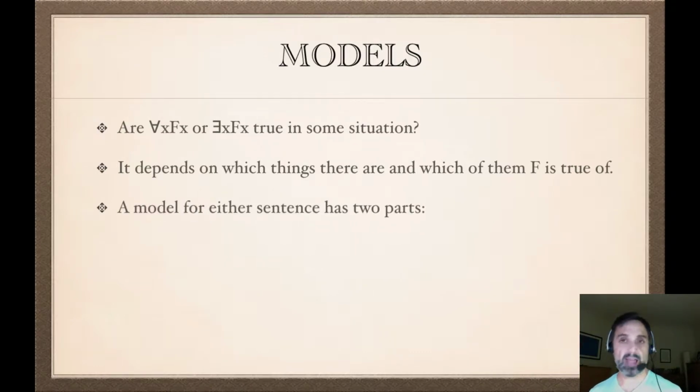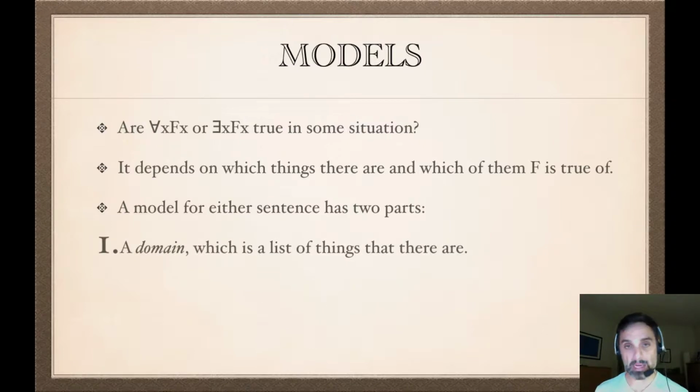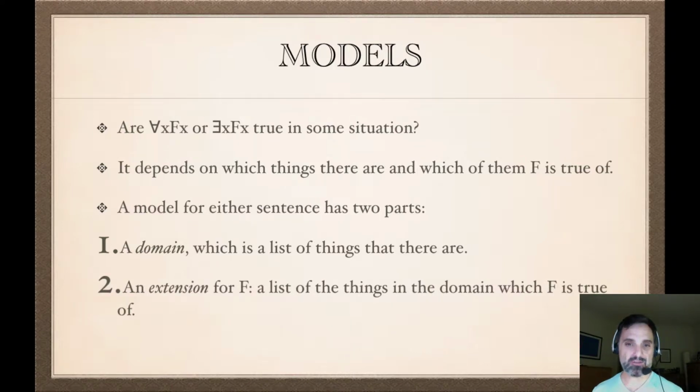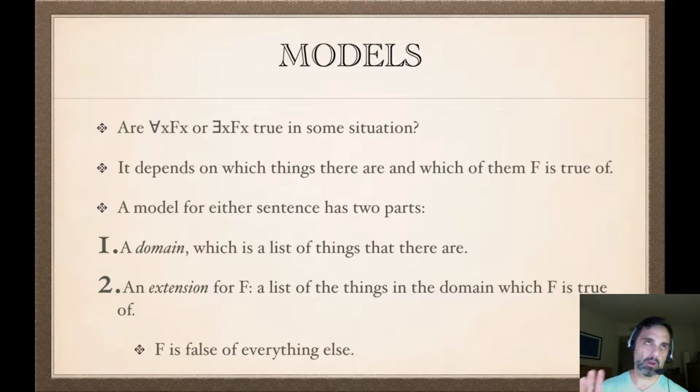So a model for either sentence has two corresponding parts. One, it has a domain or a universe. That's a list of the things that there are, or the things that we're talking about, and it's, as we'll see, going to be a very short list. And two, an extension for f, which is a list of the things in the domain which f is true of. So a domain: which things are there? An extension: which things is f true of? We suppose that each predicate is either true or false of each object. So once you've said which things it's true of, then it's false of everything else.